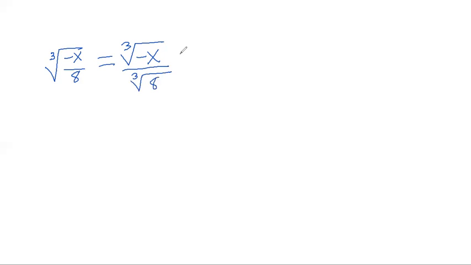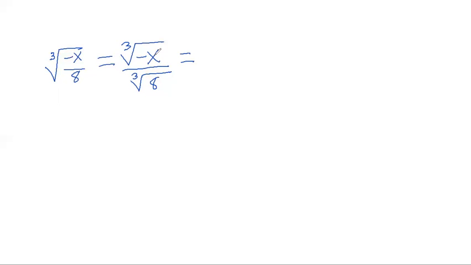Okay, so now let's go into something a little more challenging. Suppose I have the cubed root of negative x over 8. So what I can do is treat these separately, just like if it was a square root. So the cubed root of negative x over the cubed root of 8. Well, the cubed root of negative x is the same thing as the cubed root of negative 1 times x.